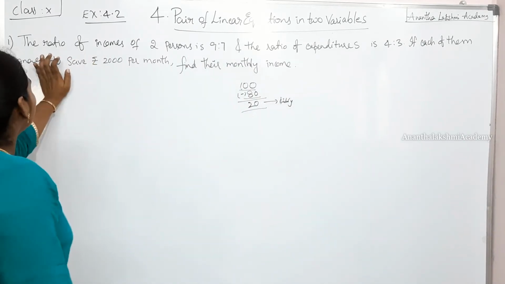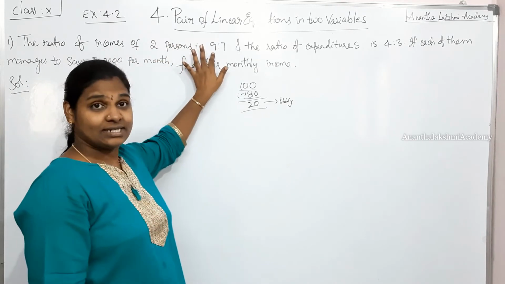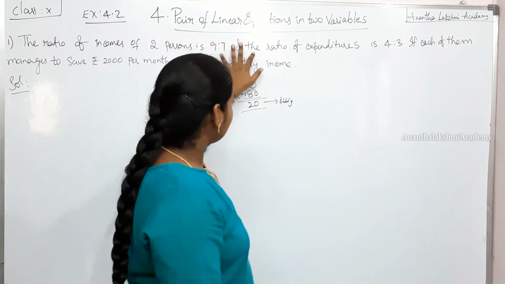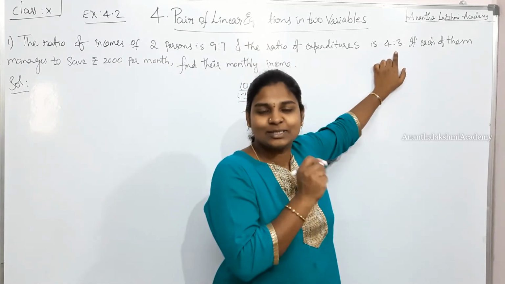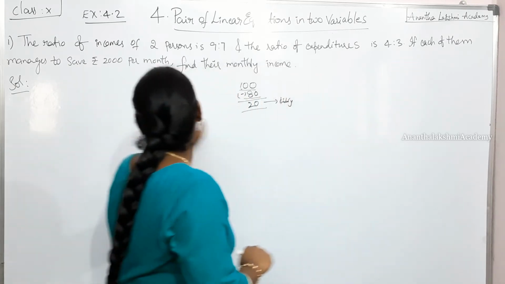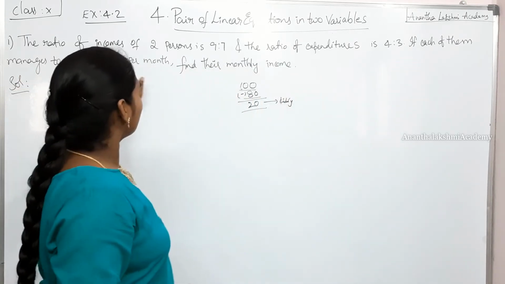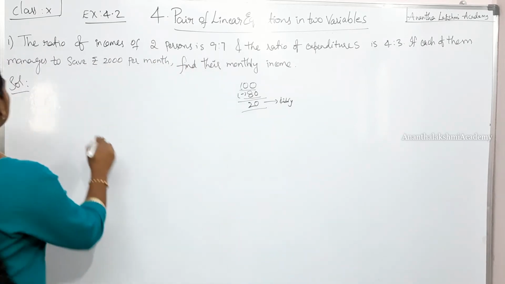Okay. Now that you are familiar with these three terminologies, let us get started with our first problem. Here, the ratio of incomes of two persons is given as 9:7 and the ratio of expenditures is given as 4:3. This is the reason I have explained you the terminology of income and expenditure. If each of them manages to save 2000 per month, find their monthly income. So, let's solve this problem.